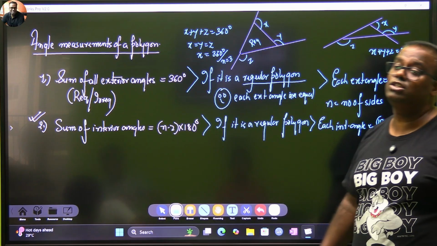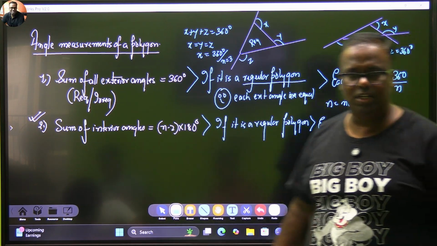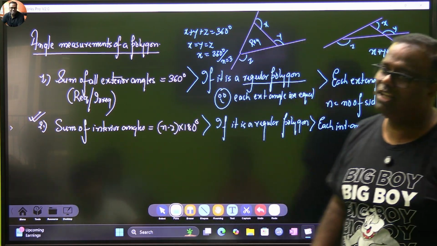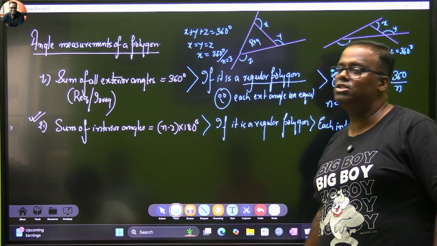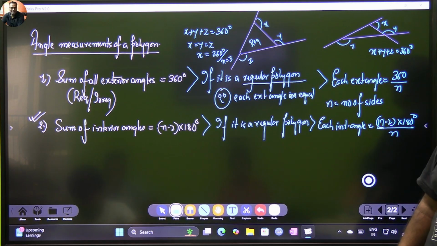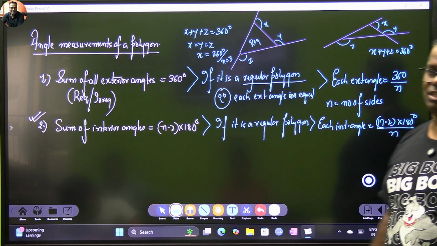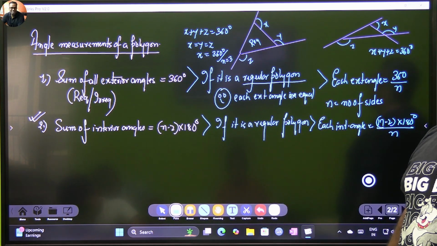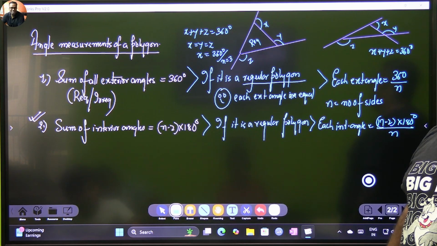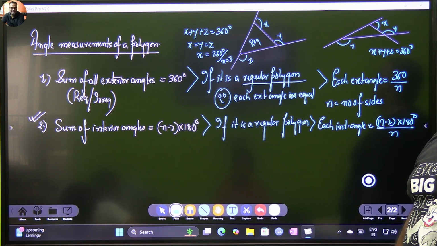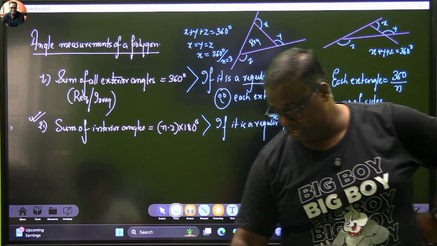Okay, let's take the case of a square. Is a square a regular polygon? Yes. What is each internal angle? 90. So 4 minus 2, 2. 2 into 180, 360. 360 divided by 4, which is 90. Have you understood? Let's take the case of a regular hexagon now. 720 divided by 6, 120, which is each internal angle of a hexagon.